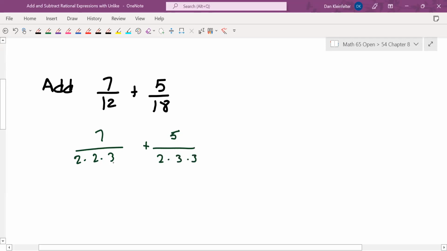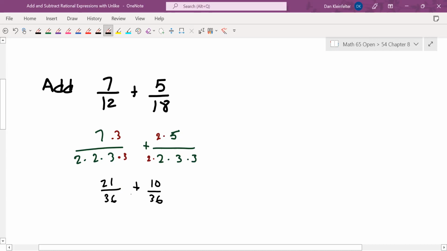In other words, the fraction on the right needs another 3. So we'll use the fundamental property of fractions to multiply the numerator and denominator by a 3. The fraction on the left needs to have 2 factors of 2. So we're going to multiply the numerator and denominator by a 2. So now the new denominator is 4 times 9, or 36. So we'll have 21 over 36 plus 10 over 36.